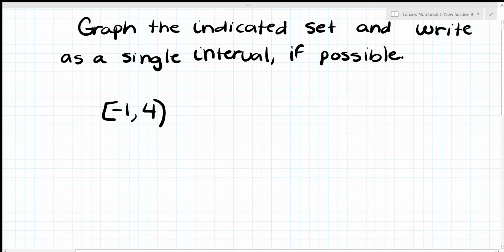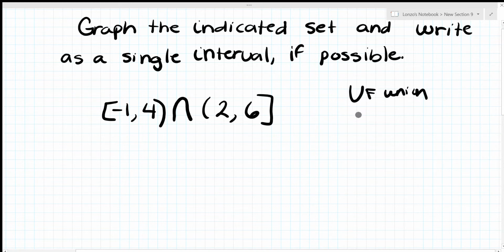This won't be a union. This is going to be an intersection, because an intersection is the opposite of the union symbol. And then 2, parentheses, 2 comma 6, bracket, right? Remember, this U means union, and this opposite U means intersection.